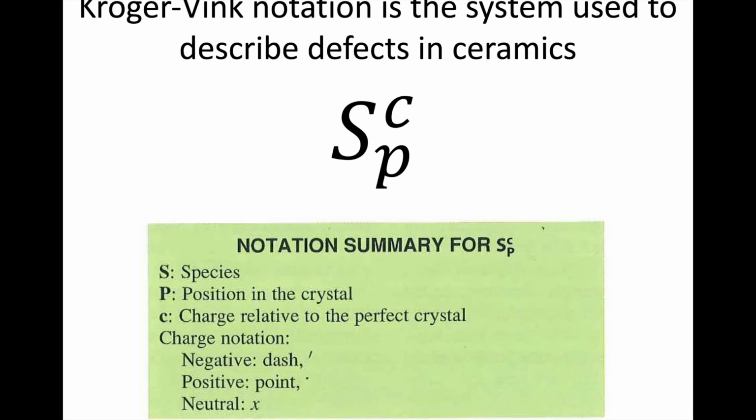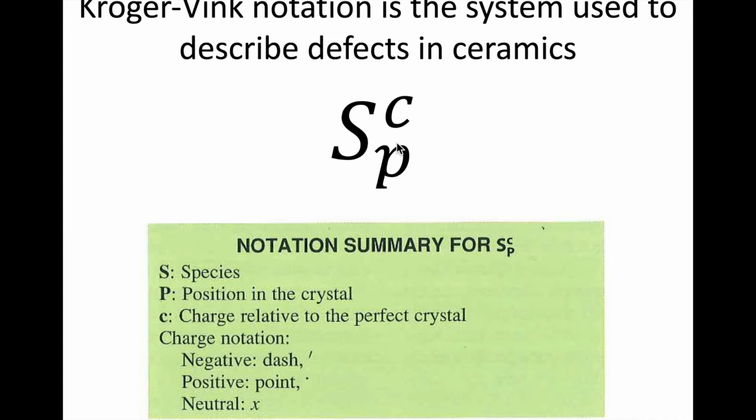Here's the heart of the Kroger-Vink notation, and it's not that complex. We have a way to describe a defect, and it's basically these three things. The first thing is the species. So what defect is it? Maybe it is a chemical or an element, right? So any of those things could be aspects of the defect.